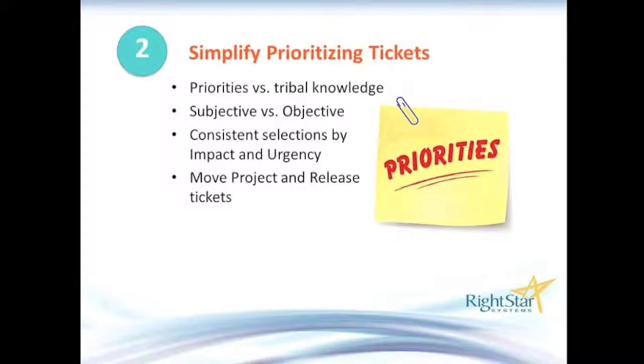Or is it a total work stoppage? I mean, that's crystal clear. Okay, so we've basically taken high, medium, and low subjective terms and turned them into objective terms that anybody can look at and understand. Then we use the impact and urgency to help set the priority. So now we've got objective terminology combined with consistent use, and now our priorities are going to be set properly.